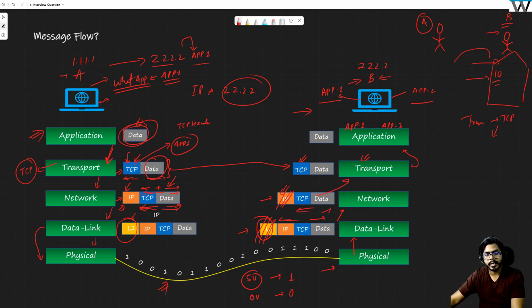The transport layer sees, okay, the Transmission Control Protocol header is there, and it says that the data is for application 1. I should not deliver it to application 3 or 2. I should be delivering it to application 1. So this is how this complete information is exchanged over this physical medium or the virtual medium, right? It is as simple as that.